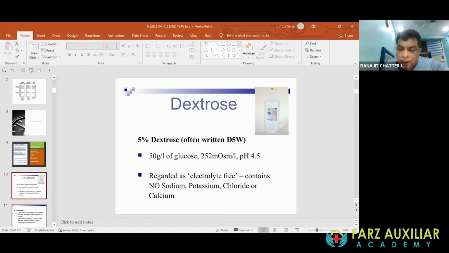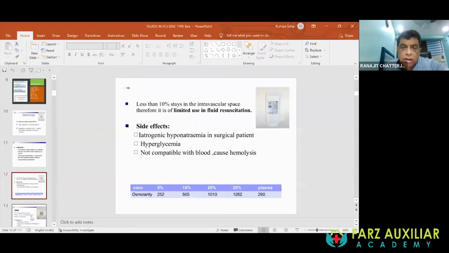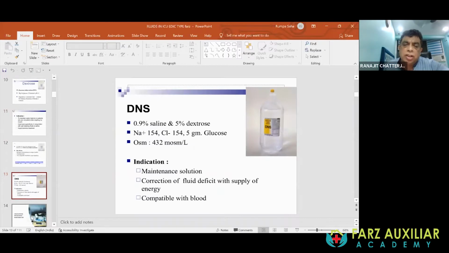It is electrolyte free, and it is normally used to replace the free water deficit that is present in a hypernatremia patient, and used postoperatively as a maintenance fluid. Dextrose might cause iatrogenic hyponatremia, hyperglycemia, and is not compatible with blood, might cause hemolysis. As we all know, only 10% stays in the intravascular space, so it is never to be used for resuscitation.